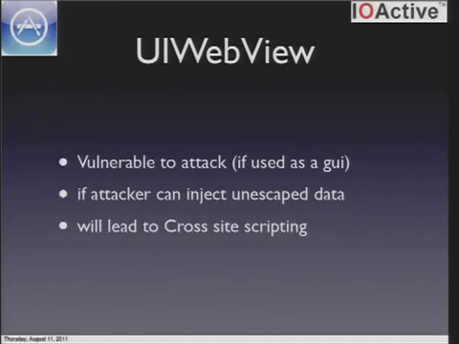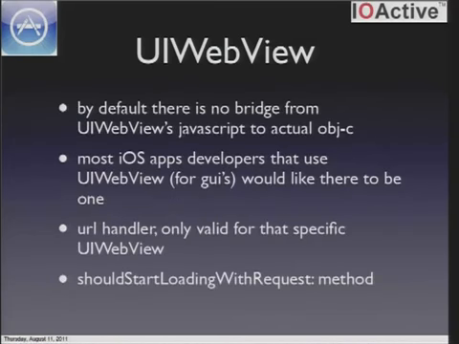So let's talk about using this stuff as a GUI. This stuff is vulnerable to attack. If users can get their data in there unescaped, that obviously leads to cross-site scripting. And now you go, cross-site scripting, this stuff is actually kind of cool. By default, there's no bridge from JavaScript to Objective-C. But it turns out a whole bunch of iOS developers said, if I'm going to be using this stuff as a GUI, I need to be able to call back to Objective-C to say update this and update that.